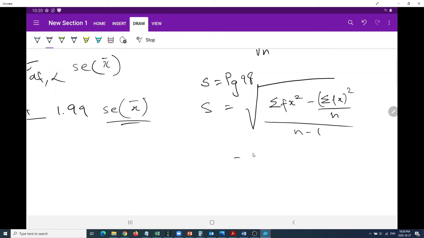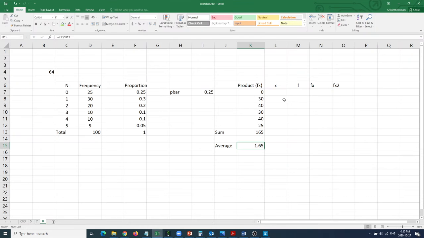Okay. So in order to do this, you would ideally need to compute everything, like all these tables. That's why I'm doing it in Excel. So x is going to be these values. These are your x values. Your frequencies are this. Fx is going to be f into x. Fx squared is going to be x.